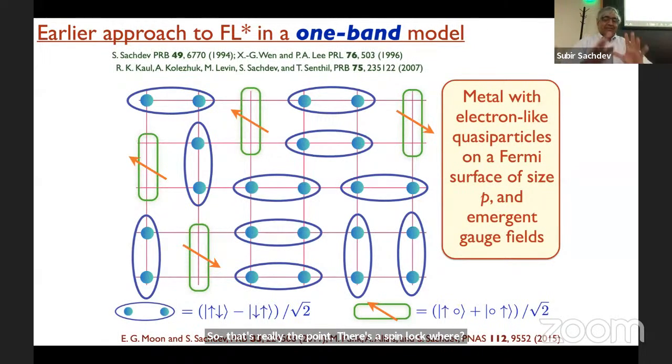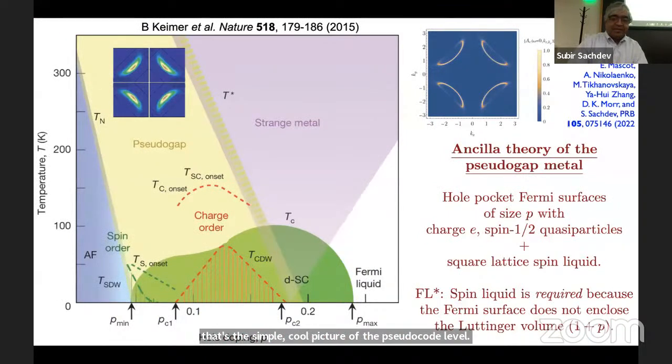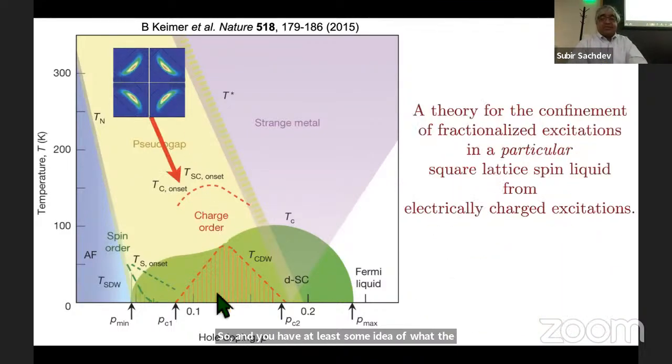The whole structure of the spin liquid is just as in the insulator. And on top of it, there are these charges, electron-like objects moving around, the green objects, which give you the Fermi surface. All right, so that's the simple crude picture of the pseudogap metal. Now I have all the preliminaries out of the way, and you have at least some idea of what the pseudogap metal is, at least in this analysis. And so now we're going to try to lower the temperature and ask what happens.